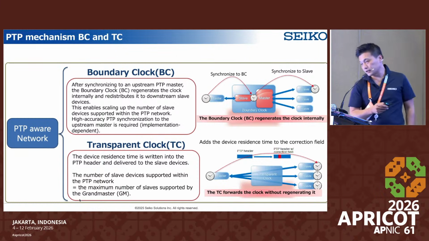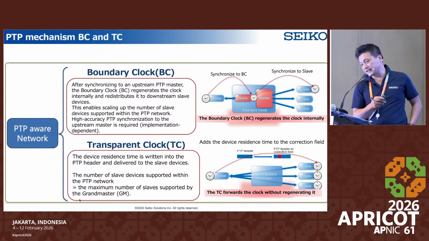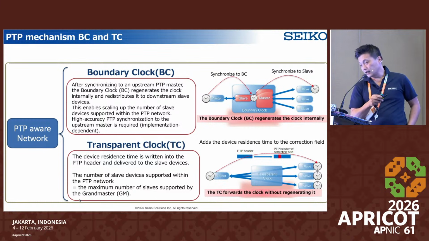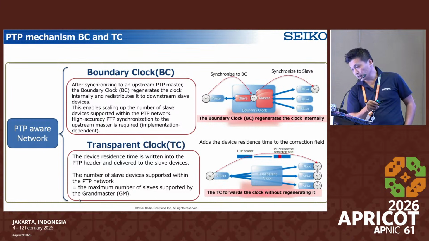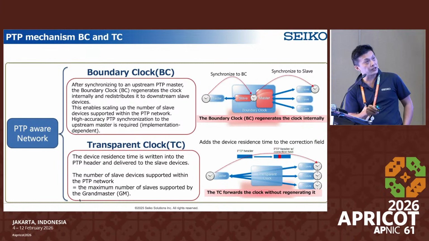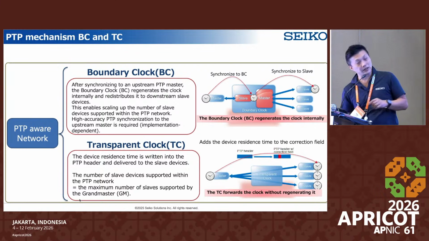In a PTP network, there are two important concepts: boundary clock and transparent clock. A boundary clock, BC, regenerates time and distributes it downstream, helping scalability. A transparent clock, TC, measures residence time inside the switches and corrects delay without regenerating the clock. These mechanisms enable high accuracy synchronization across large networks like mobile.